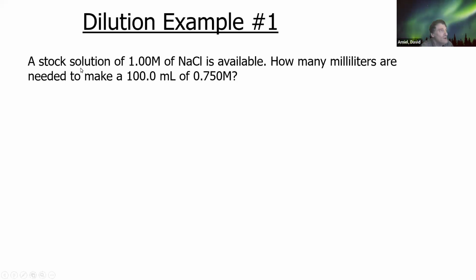Here's another one. A stock solution of 1 molar sodium chloride is available. How many milliliters are needed to make 100 mils of 0.75 molar? Now, the first thing I notice about this problem is that the units of molarity, big M, are moles per liter. Always moles per liter, but the volumes that were given here are milliliters.